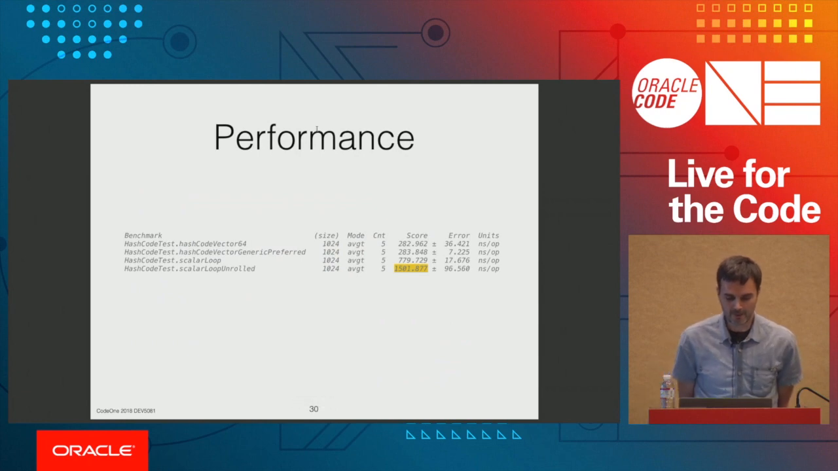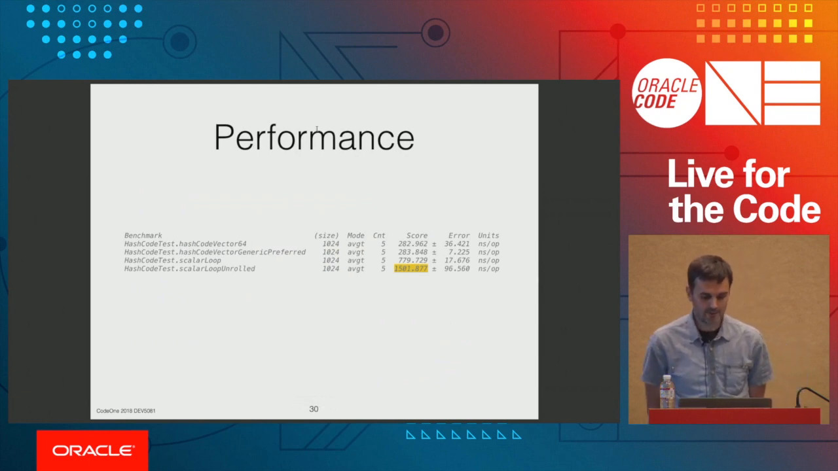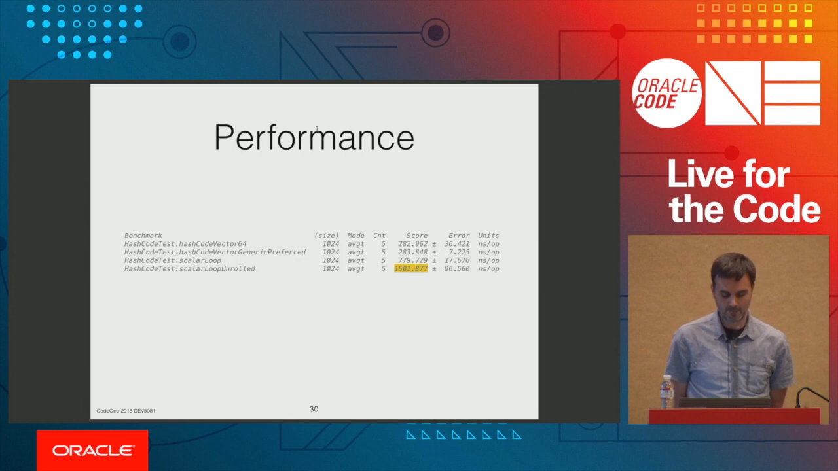So what's the performance like here? Well, the hashcode 64 vector support is better than the scalar loop. The top number, 282, is better than 779. And the generified version is exactly the same in terms of performance. There's no cost to generifying here.